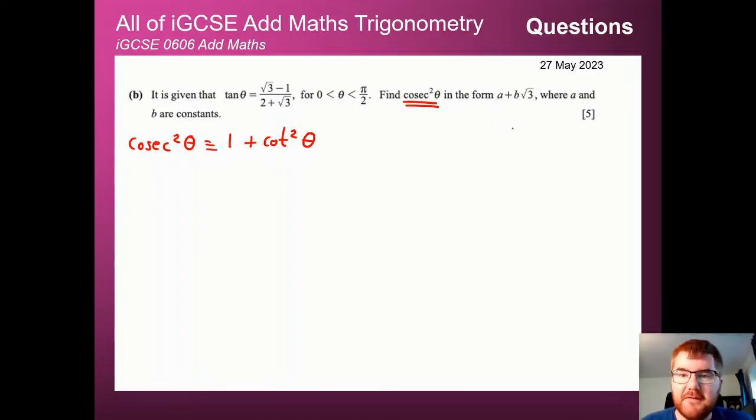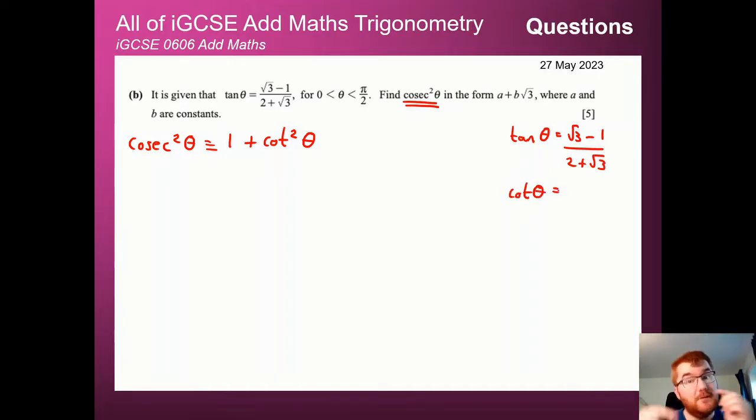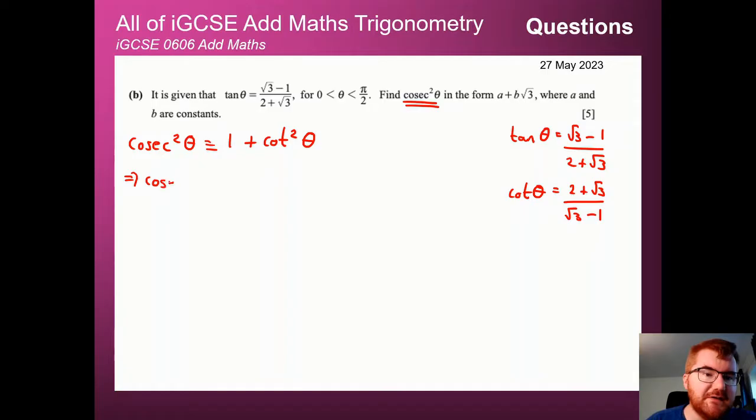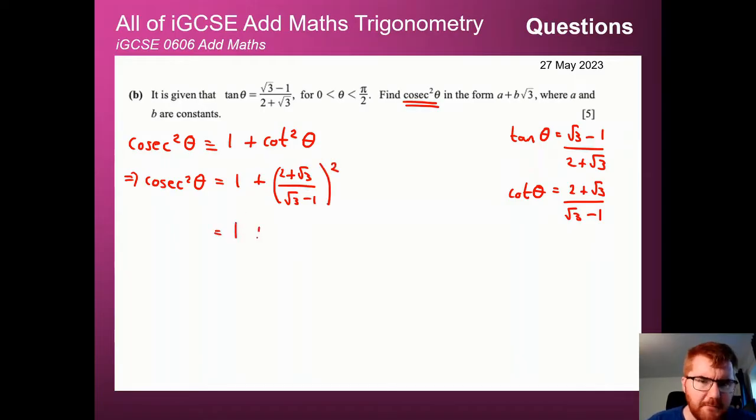And remember, we actually have tan theta here, which is equal to root 3 minus 1 over 2 plus root 3. And remember, cot theta is basically 1 over tan theta, so we just have to flip the fraction. So we get 2 plus root 3 over root 3 minus 1. So we pop this into our formula. We get cosec squared theta is equal to 1 plus, and we now have what cot is, 2 plus root 3 over root 3 minus 1, all squared. So all we need to do here is multiply this by itself.